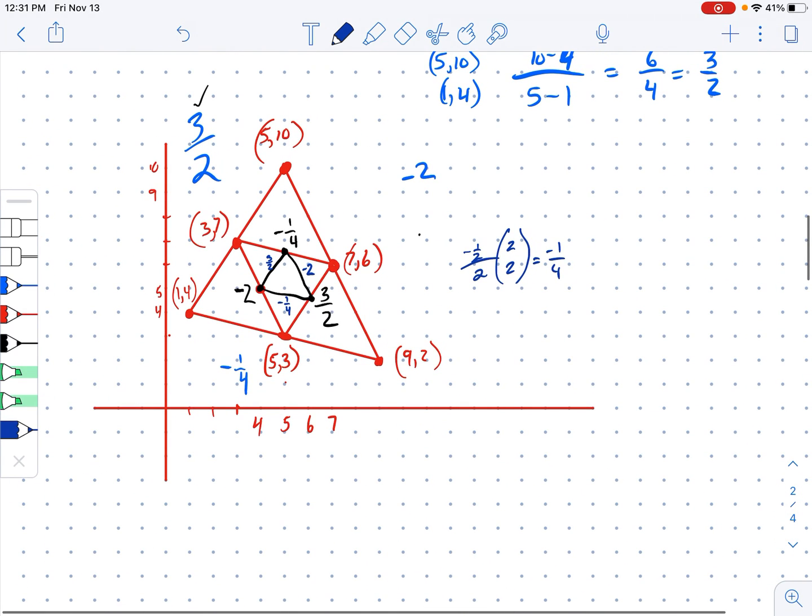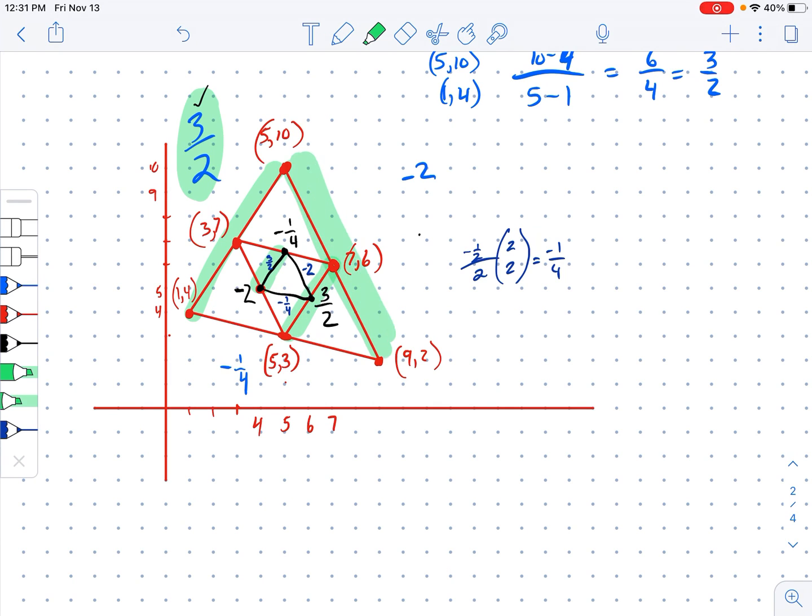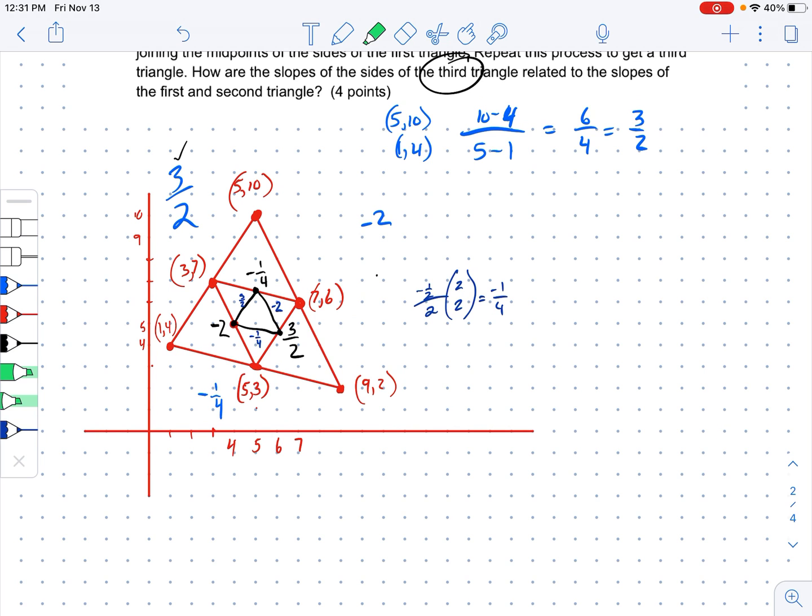So now, as you can see, I have a slope of 3/2 here, 3/2 here, and 3/2 here. Here is a slope of negative 2, here's a slope of negative 2, and here's a slope of negative 2. So you can now relate the slopes of all 3 of those triangles just by graphing those points and calculating the slope.